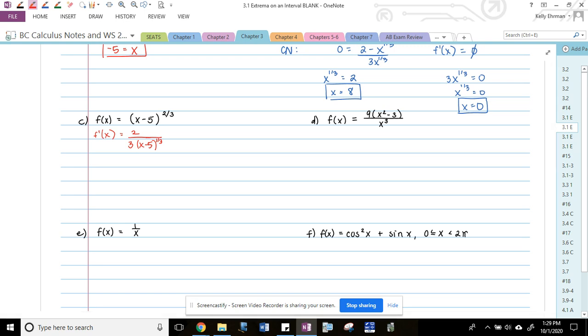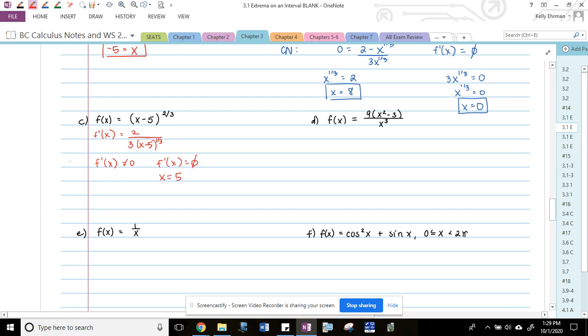All right, so can f prime x ever equal 0? No, because there's no variable in the numerator, so that's never going to happen. But it can be undefined. F prime x is undefined when x equals 5, right?